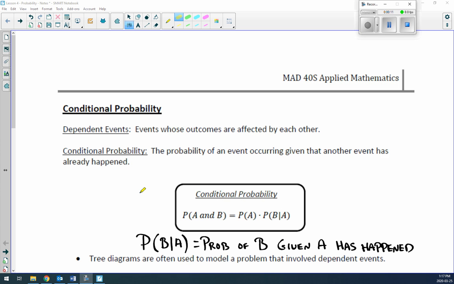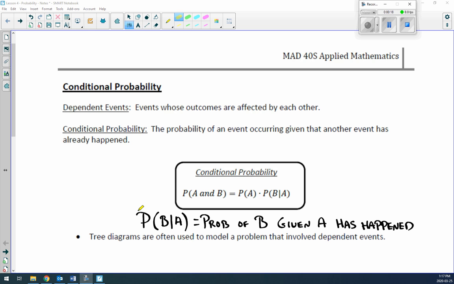Dependent events are events whose outcomes are affected by each other. That's why they depend upon each other, right? Dependent events. Conditional probability is the probability of an event occurring given that the other event has already happened.